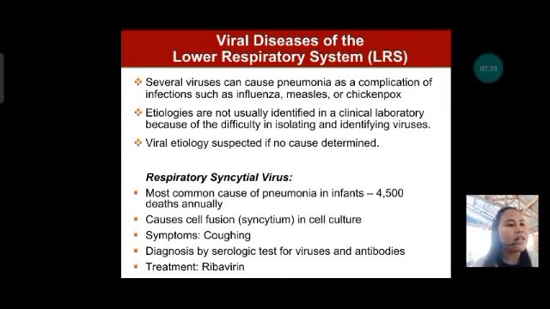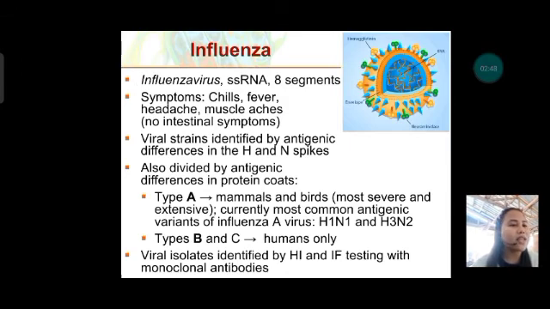If it's really life-threatening, the other treatment is palivizumab. So the next viral disease is influenza. The influenza virus has ssRNA with 8 segments. The symptoms of influenza are chills, fever, headache, and muscle aches, and there are no intestinal symptoms.